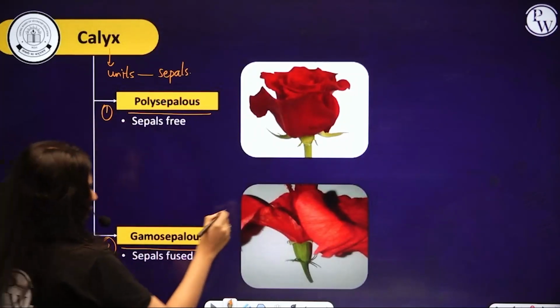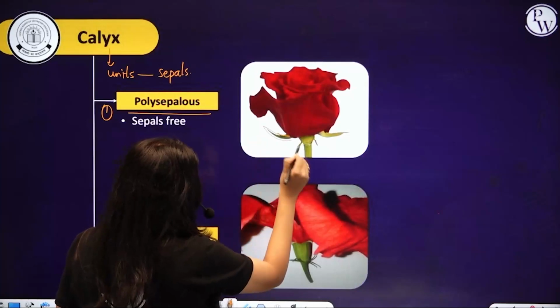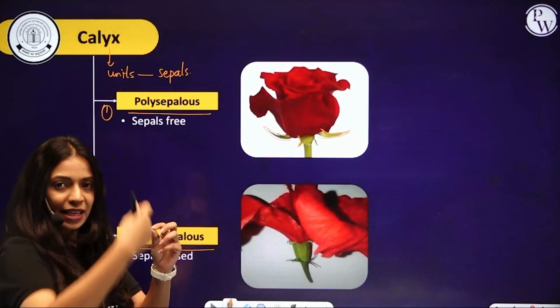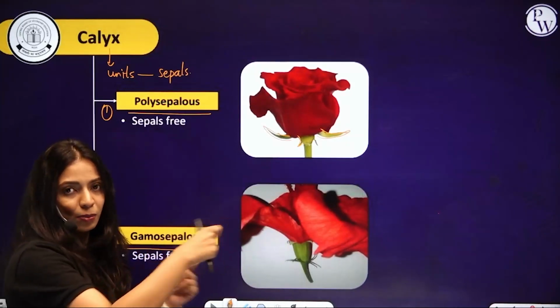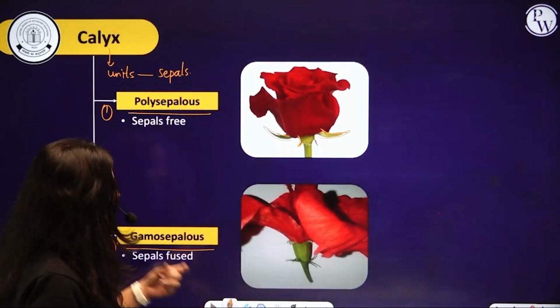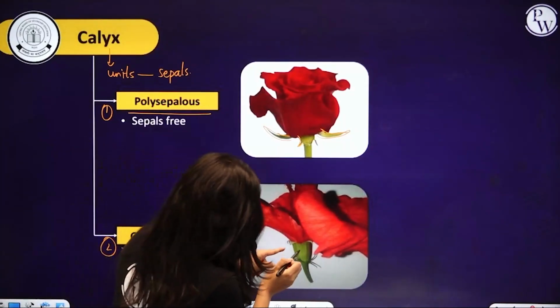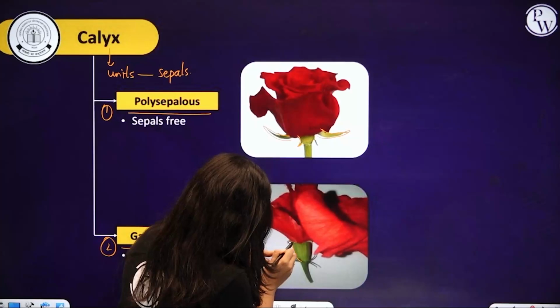In polysepalous, you can see over here, each of them is separate. It's easy to pluck it out. You can pluck them out like individual leaves. But in some flowers, the sepals are fused. Like you can see here, it has fused to form a cup-like structure.